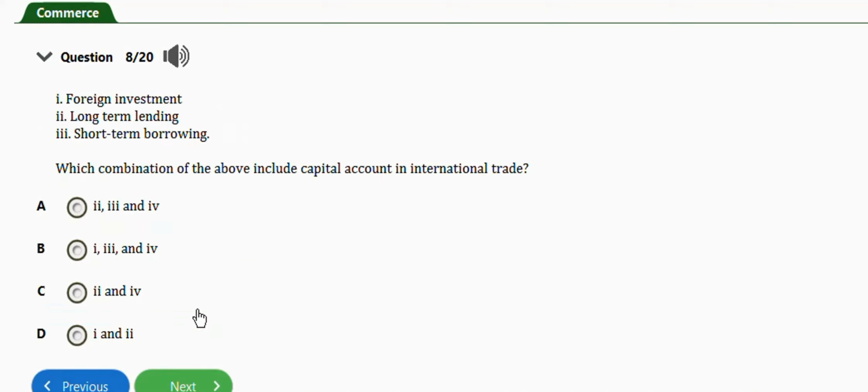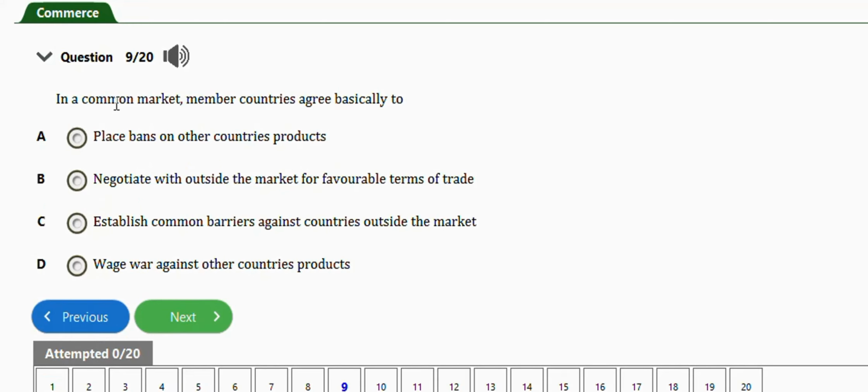Next question is one. It says which combination of the above include capital account in international trade? So we have foreign investment, long-term lending, short-term borrowing. The right answer is the one that has I and II, which is option D. So foreign investment, long-term lending, combination. Okay. Next question I have here is this one, which is it says in a common market, member countries agree basically to place bans on other countries' products, negotiate with outside the market for favorable terms of trade, establish common barriers against countries outside the market, wage war against other countries' products. The right answer is option C. Okay, establish common barriers against countries outside the market.